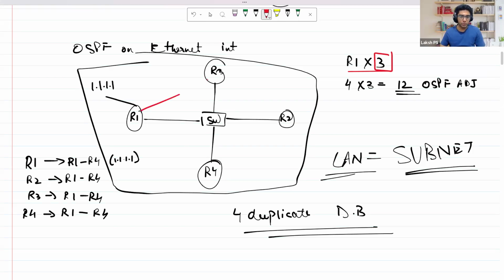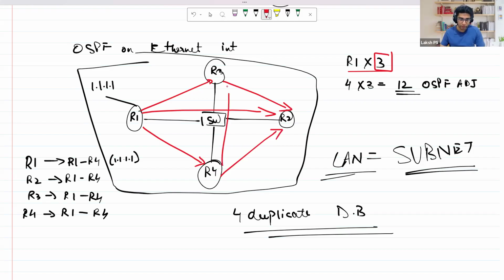R1 will share that information to R3. R1 is going to share that information to R2. See here, R1 has already shared that information to R2. Why is there a need for R3 again to share that information to R2? Or R4 to share that information to R2? Or R4 to share that information to R3, and R3 to R4? What is the need?